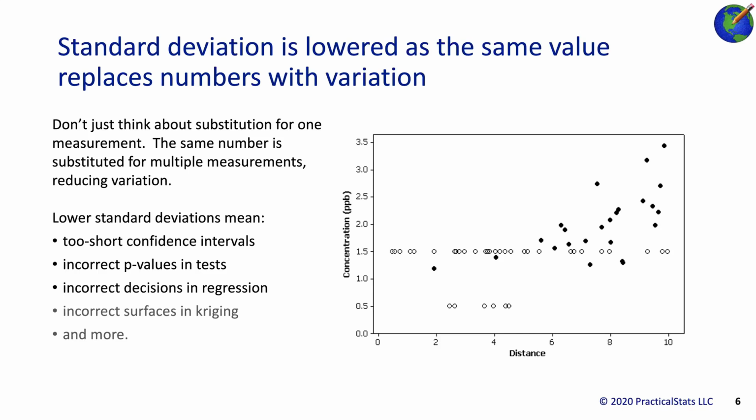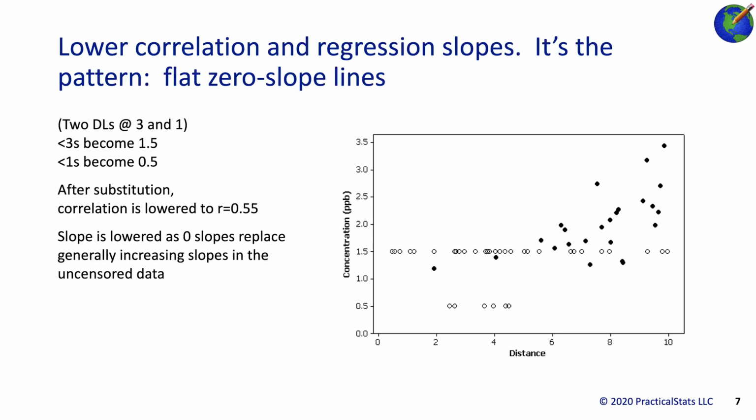First, it primarily lowers the variation in the data because you've just put in a bunch of numbers that are all exactly the same. And so it generally lowers standard deviations. And what that does is it gives you confidence intervals that are too short, gives you p-values in tests that are not correct. It gives you incorrect decisions in regression as to which x variables ought to come into the model and which should stay out. It gives you some incorrect ways of computing a surface in Kriging because it messes up the variation, it messes up the variogram, and more.